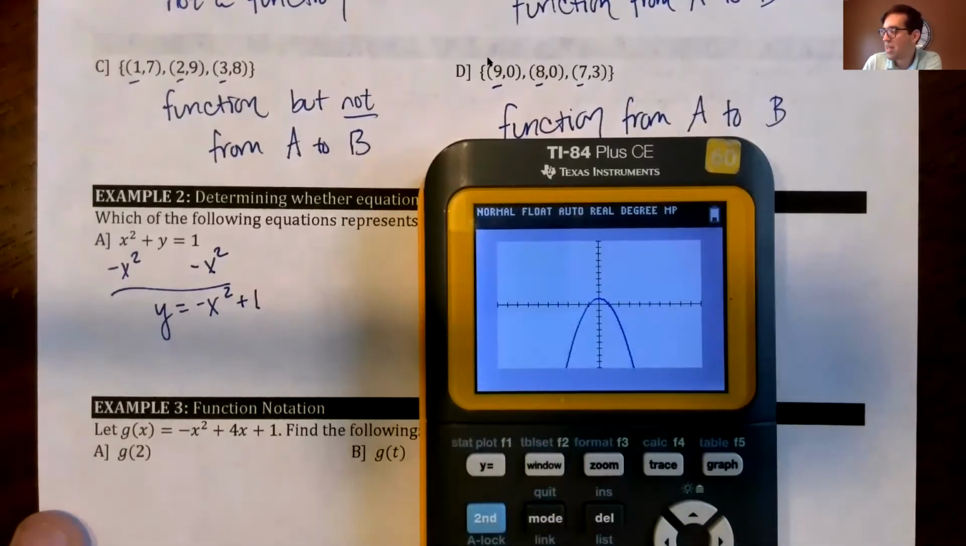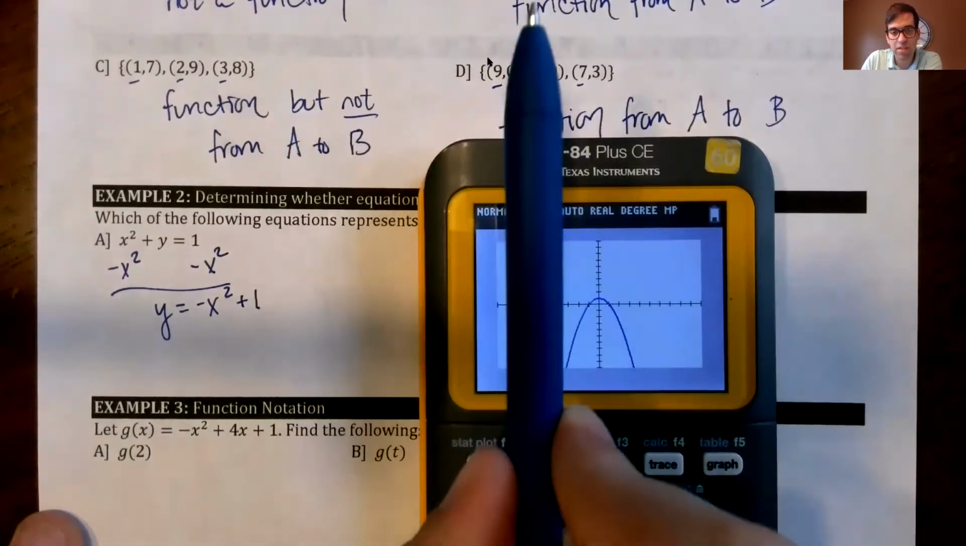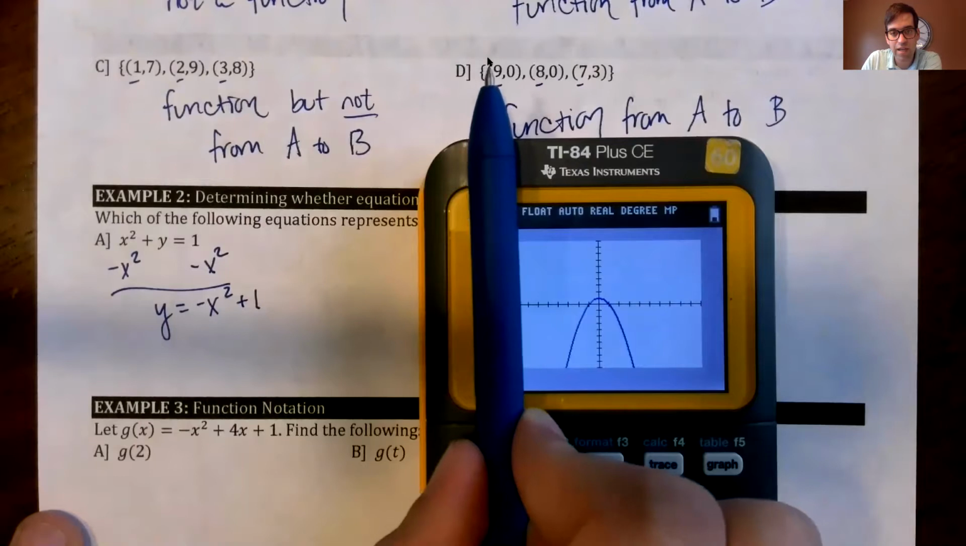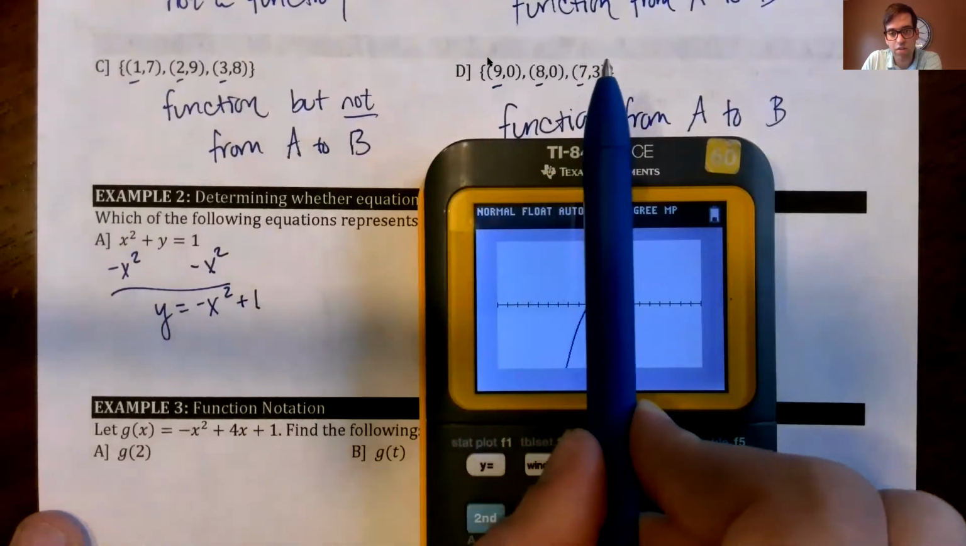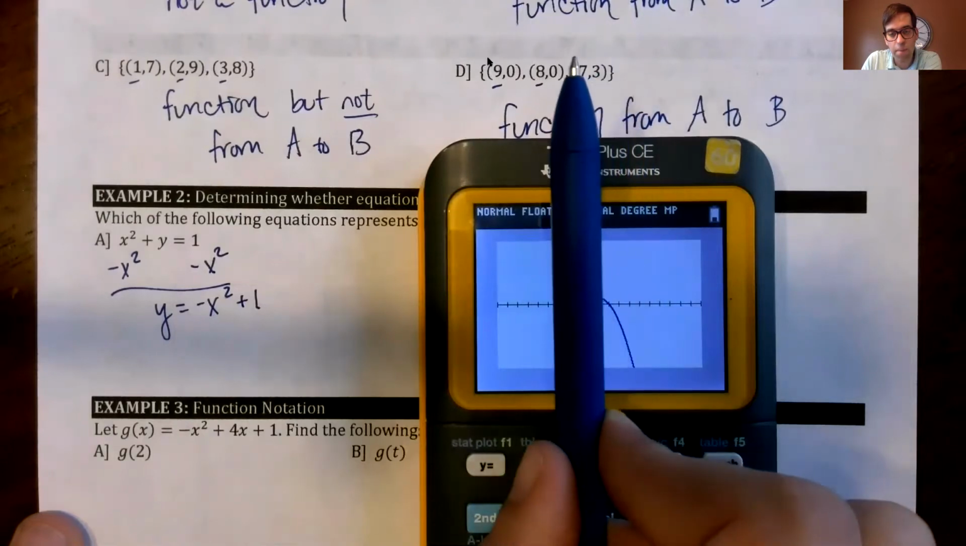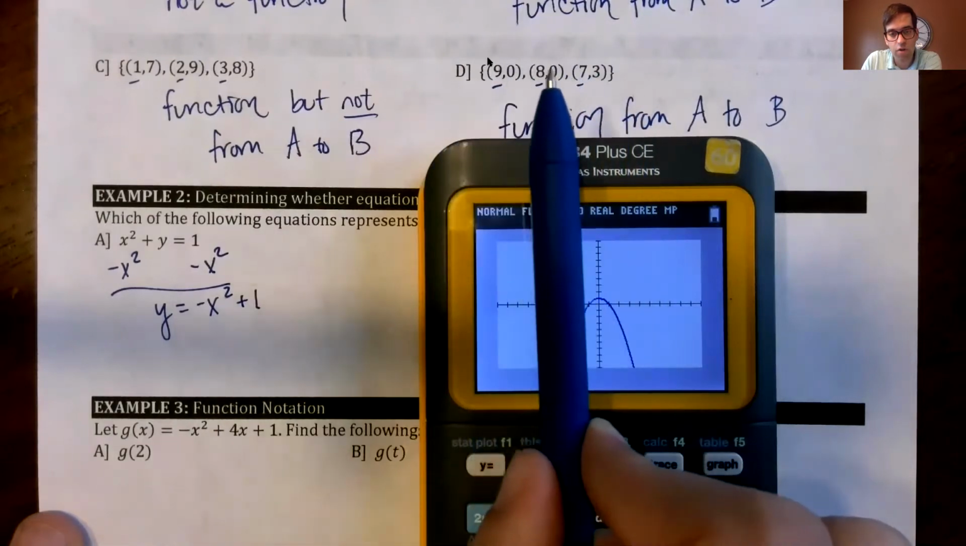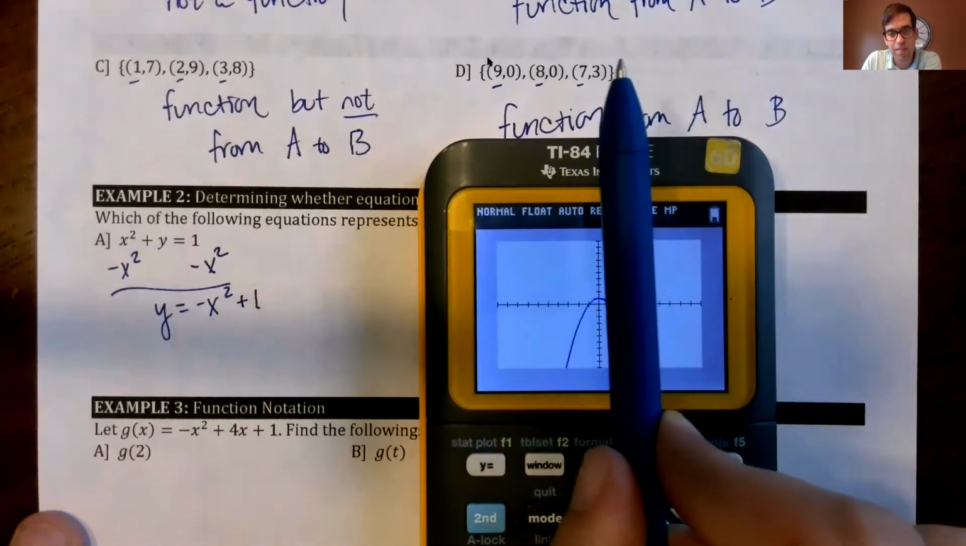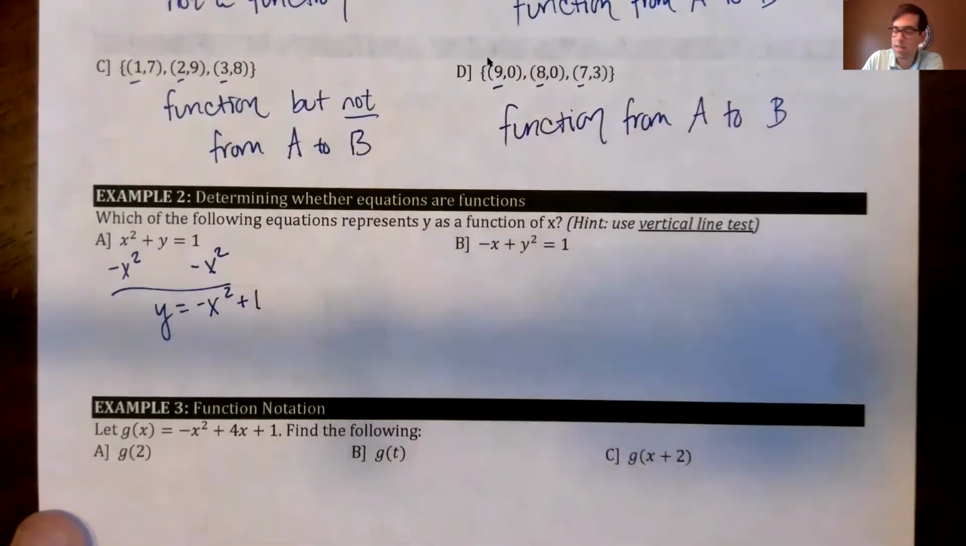So the vertical line test, you may remember, says that if you hold a pencil or any sort of vertical line and kind of brush across your graph, it should only touch at most one point of your curve or your line at a time. And this does pass that vertical line test. So this is a function.